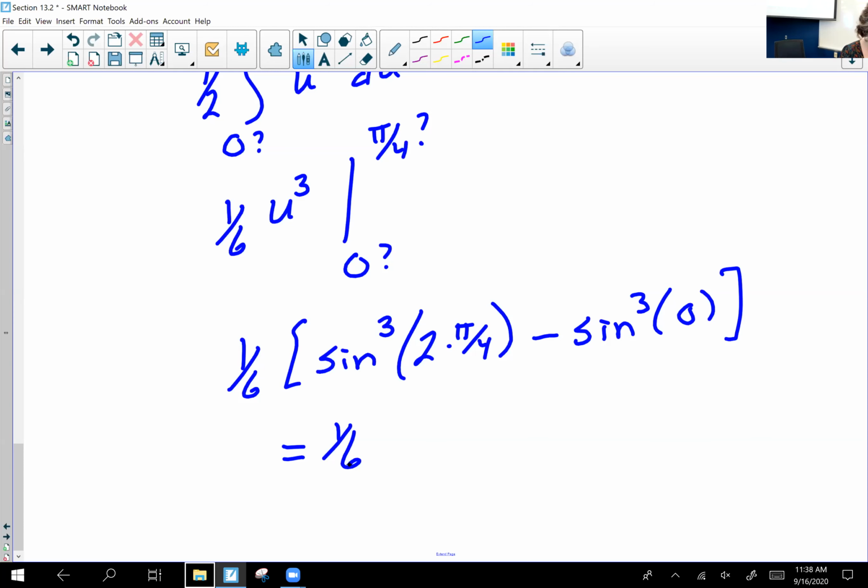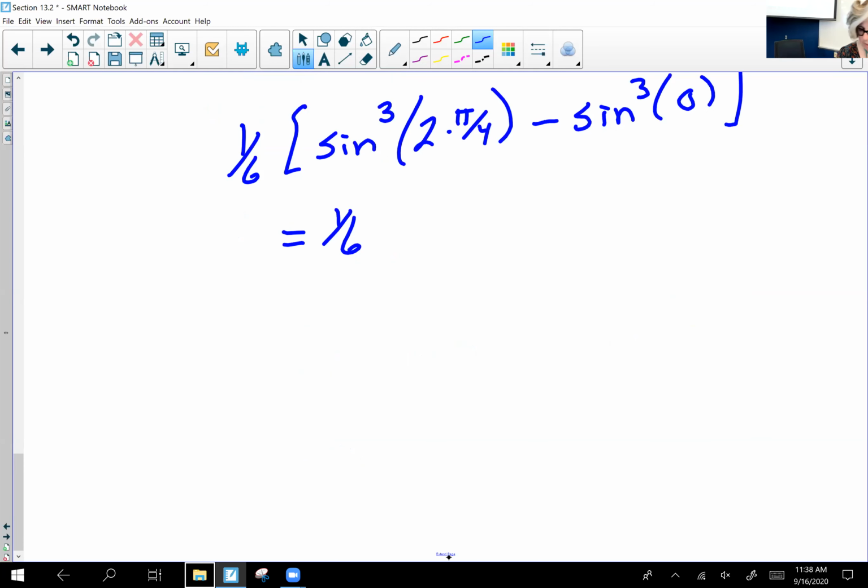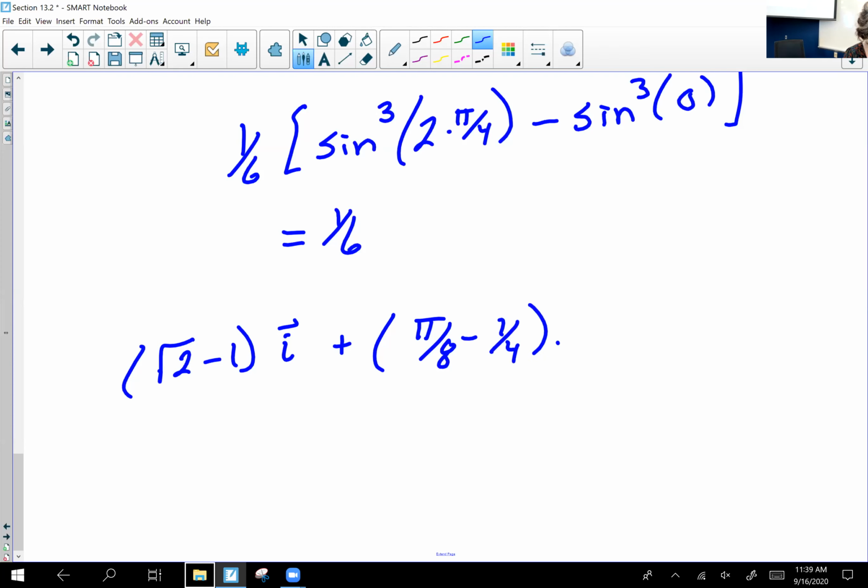Our final answer, and let me write that down and then I am going to have to go, is then going to be square root of 2 minus 1 i plus pi over 8 minus 1/4 j plus 1/6 k. I don't believe in your homework you see anything that is that challenging, and that was one of the reasons why I wanted to go through it with you today.